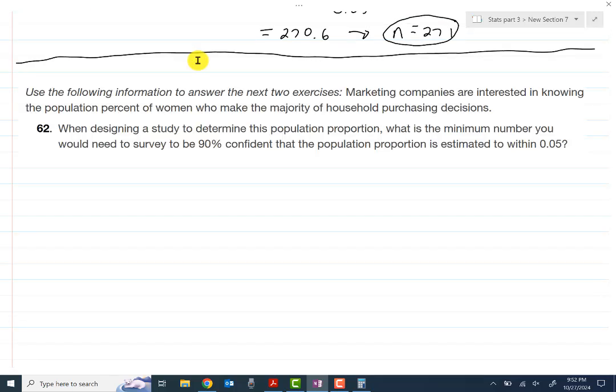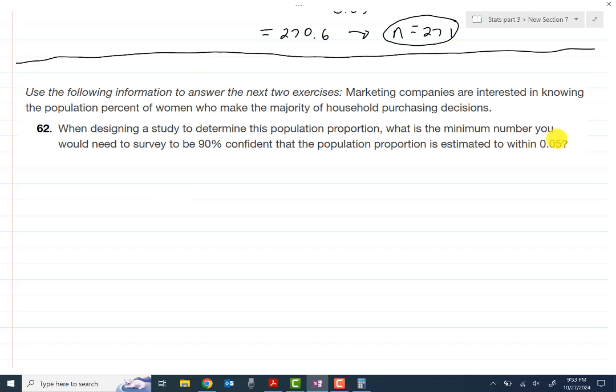Here's an example from the practice section of the current textbook we're using. And number 62 follows these instructions. So we're designing a study to determine the population proportion. So what is this? They're interested in knowing the population percent of women who make the majority of household purchasing decisions. So when designing a study to determine this population proportion, what is the minimal number you would need to survey to be 90% confident that the population proportion is estimated to be within 0.05?